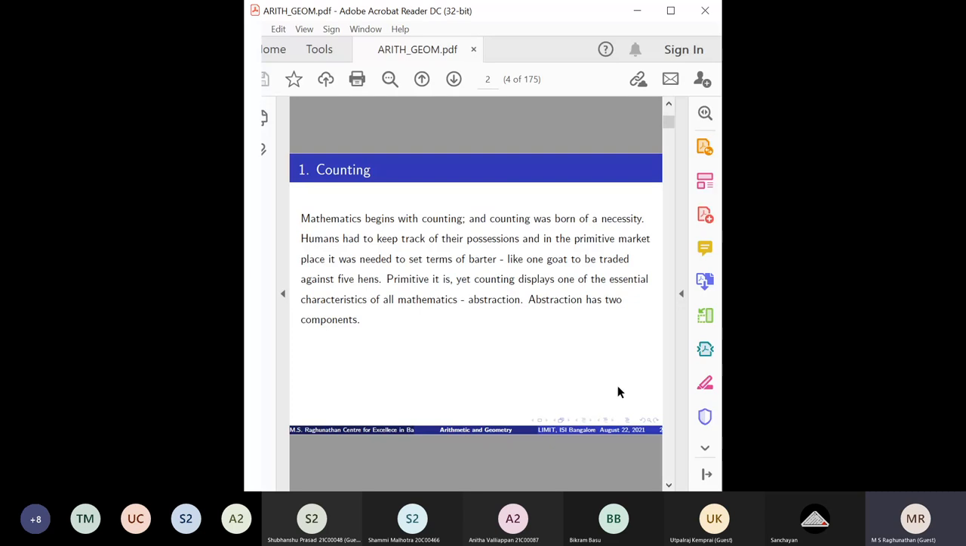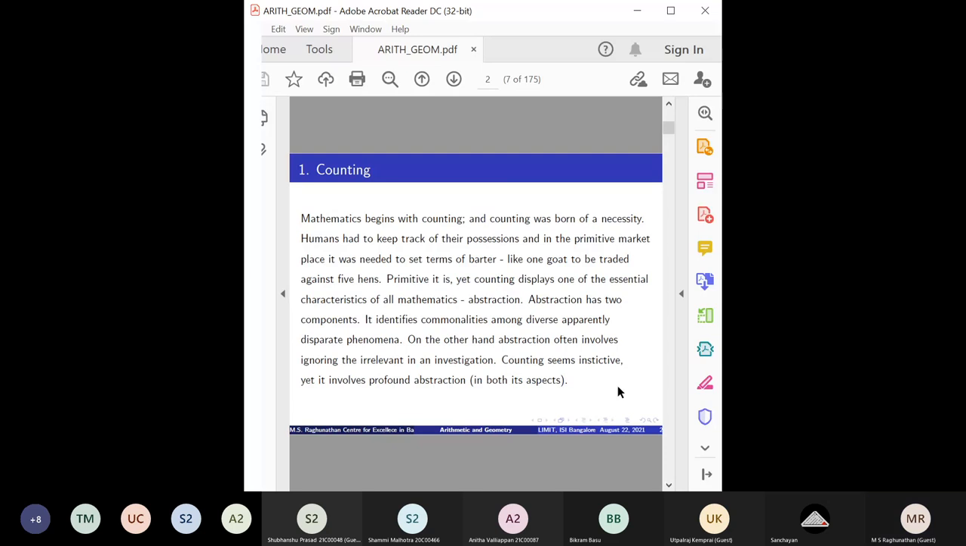From primitive days. Primitive counting is, no doubt, but it still displays one of the essential characteristics of all mathematics, abstraction. Abstraction has two components. It identifies commonalities among diverse, apparently disparate phenomena. On the other hand, abstraction often involves ignoring the irrelevant in an investigation. And both these aspects are to be seen in counting. It seems instinctive, yet it involves profound abstraction in both its aspects.